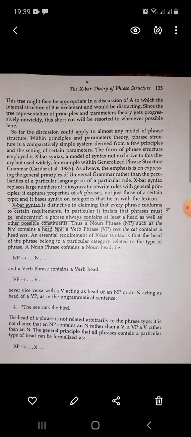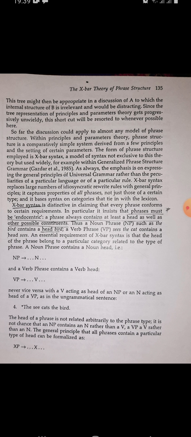An essential requirement of X-bar syntax is that the head of the phrase belongs to a particular category related to the type of phrase. So it just means that whatever type of phrase we have got, the head would be of the same lexical category from which the phrase has come. For a verb phrase, the head would be a verb. For an adjective phrase, the head would be an adjective. For a prepositional phrase, the head would be a preposition, and for noun phrases, the head would be a noun.